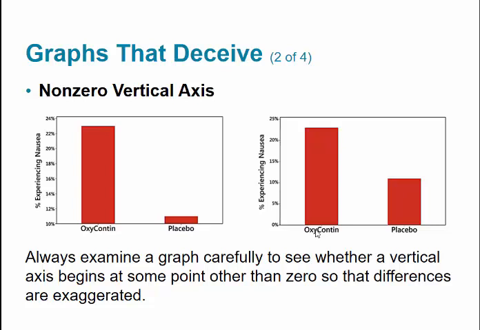And unfortunately, the one on the left is usually what you'll see in a newspaper, magazine, or online. So always examine a graph carefully to see whether the vertical axis begins at some point other than 0. And if it starts at some point other than 0, look at it with a critical eye.